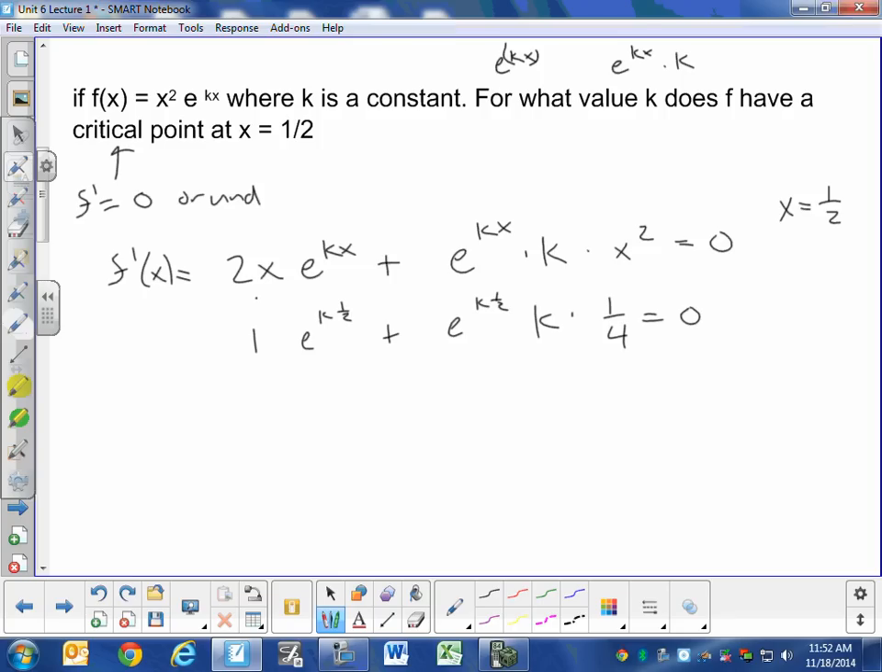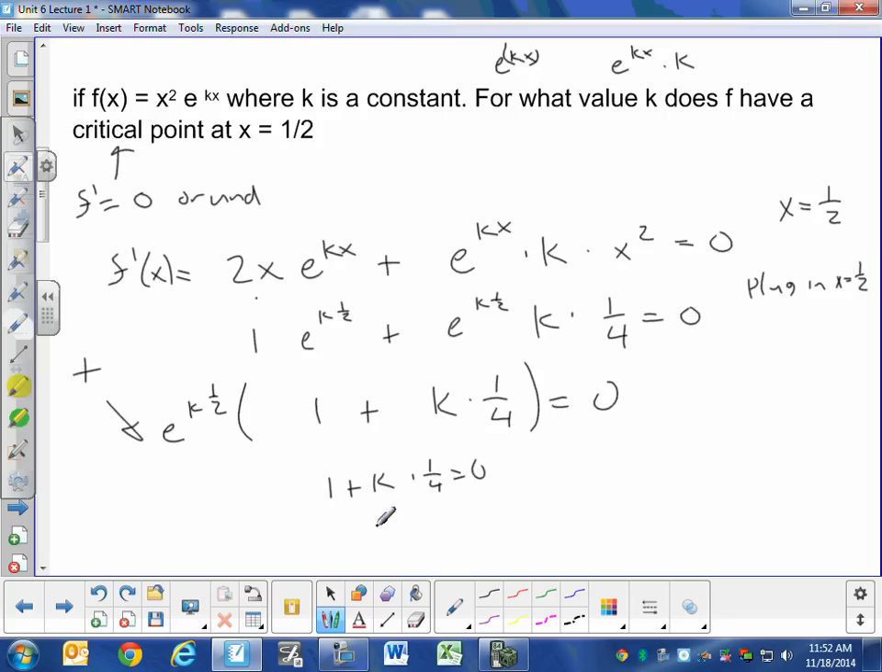Well, I need to figure out what k has to be so that this is equal to 0. Maybe you can see it now, or maybe you need to factor out this e to the k times 1/2 so that you just have 1 plus k times 1/4. Maybe now it's easier to see what k has to be. This will always be positive. K will have to be -4 for this to be true.